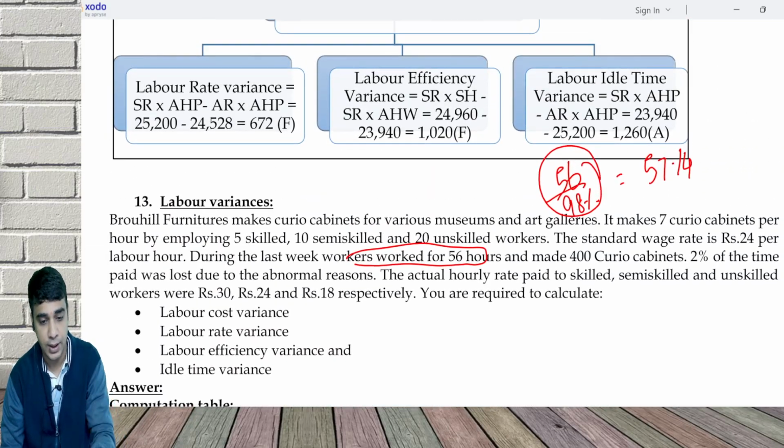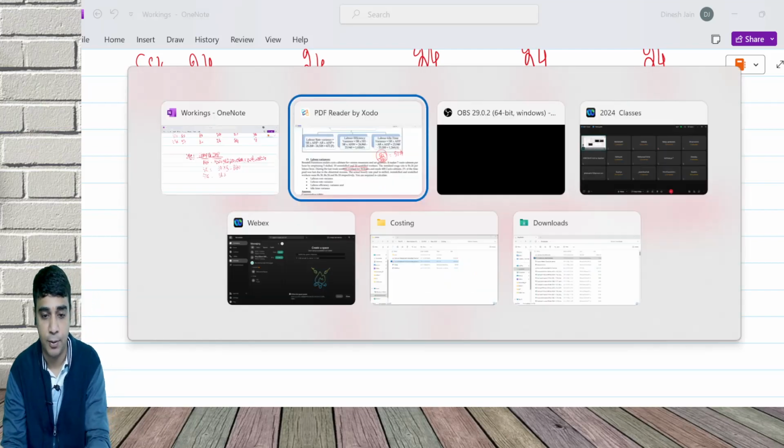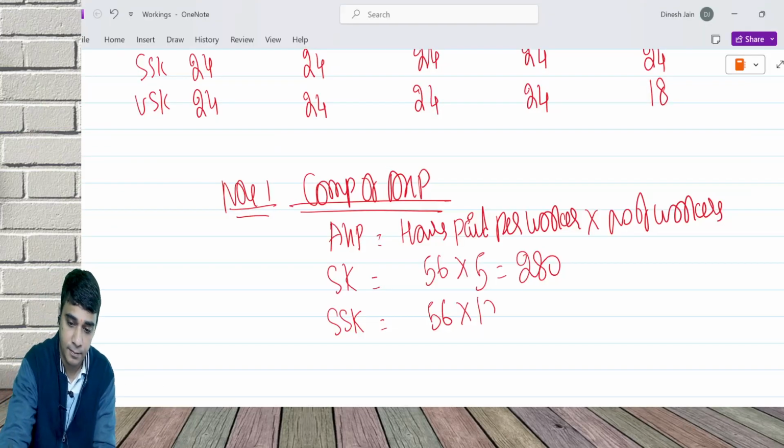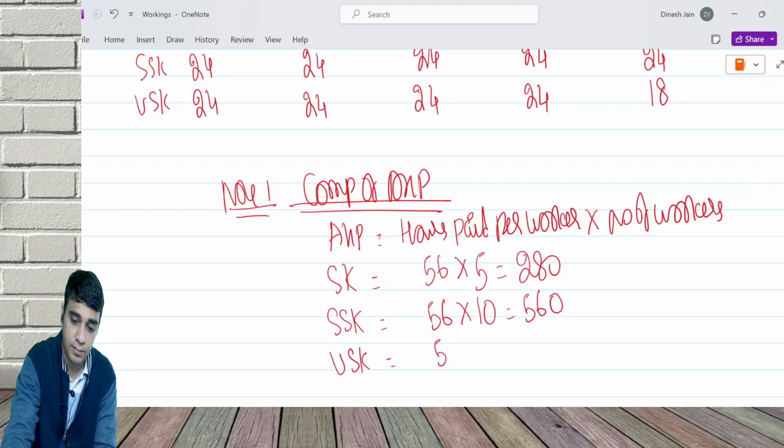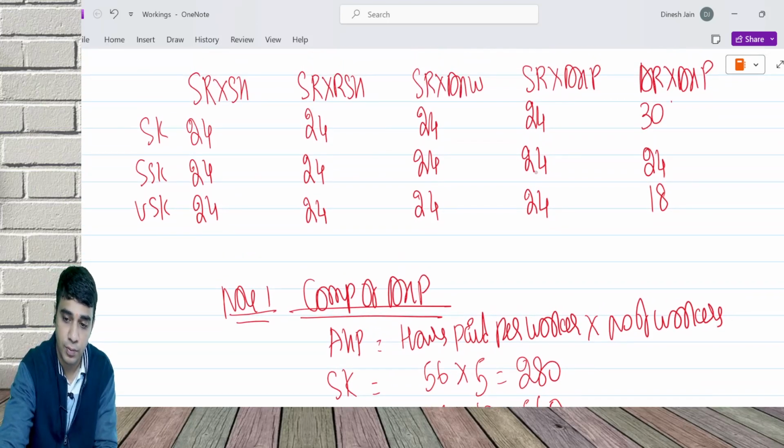So now write into 5. 56 into 5 is 280. Semi-skilled, 56 into how many workers are there? Semi-skilled employee. Unskilled. 280, 560, and 1120.